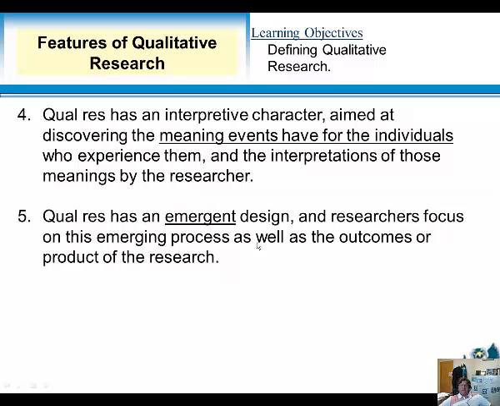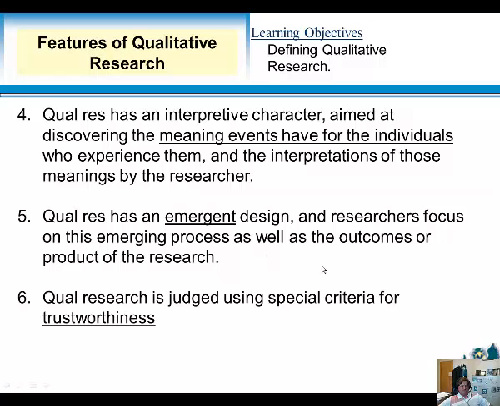So that wasn't the original intent of that study, but because it was qualitative and we recognized the emergent design of qualitative research, that allowed us to move in that direction.